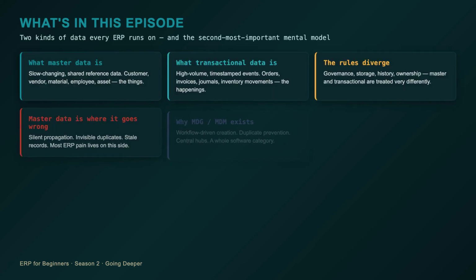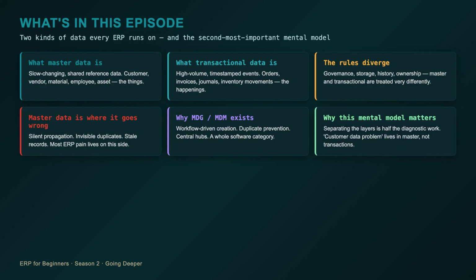Six pieces to this one. What each data type is, why the rules diverge, and why most ERP problems live on the master side. Plus why there's a whole software category built around master data governance.